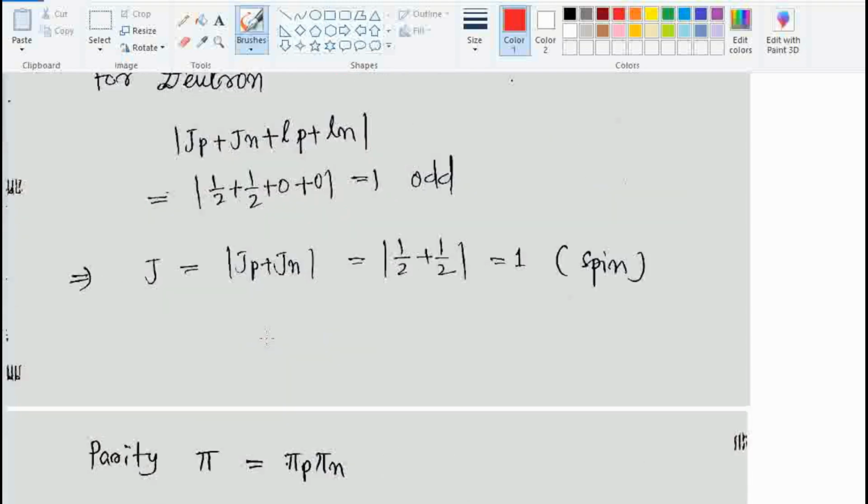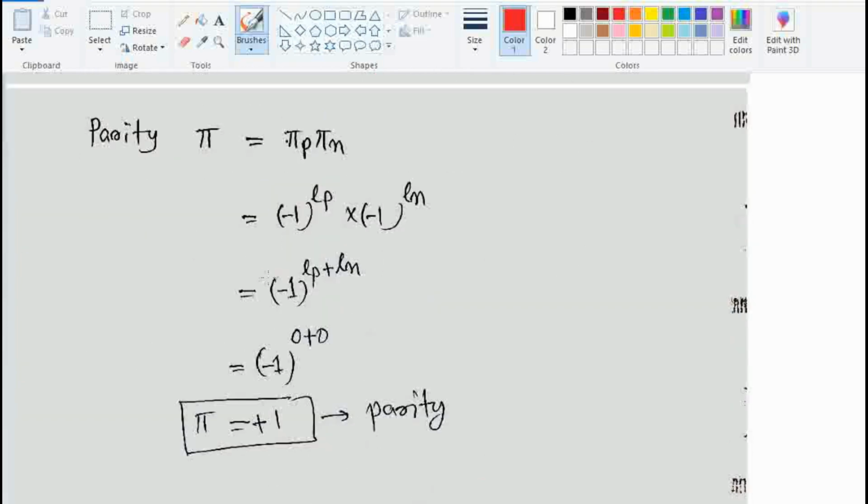For the deuteron this number is odd, because you are getting 1 only. So the spin of a deuteron is 1. That's why option D is the correct one, because it mentions that the spin of the ground state of the deuteron is 1. Now the parity is the combination of both proton and neutron: minus 1 to the power Lp for the proton, and minus 1 to the power Ln for the neutron. If you find the parity you will get a positive one. That means it is an even parity. For positive it is even, for negative it is odd.